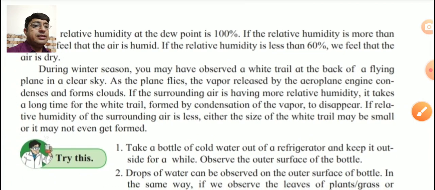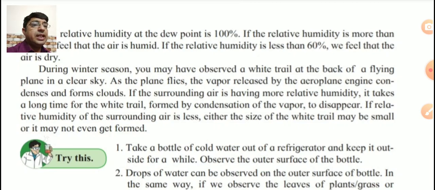During winter season, you may have observed a white trail at the back of a flying plane in a clear sky. This is our general observation. As the plane flies, the vapor released by the aeroplane engine condenses and forms clouds.